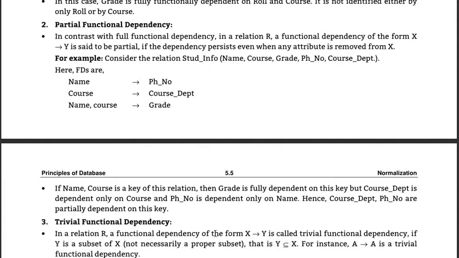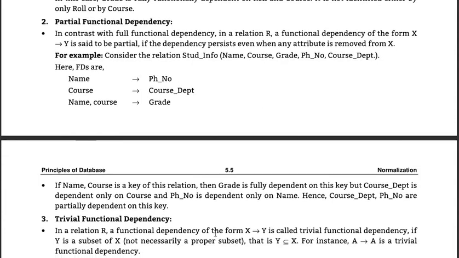Hence, course department and phone number are partially dependent on this key. Are you getting it? Partial functional dependency is exactly the opposite of full functional dependency. We call a relation partially functionally dependent if and only if the dependency persists even when any attribute is removed from X.